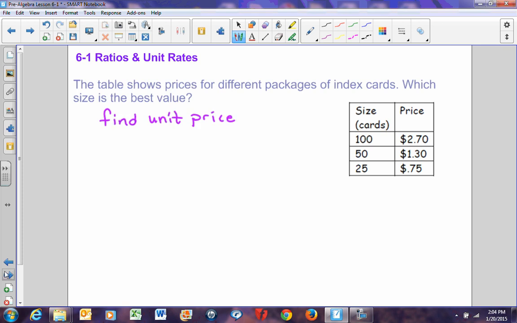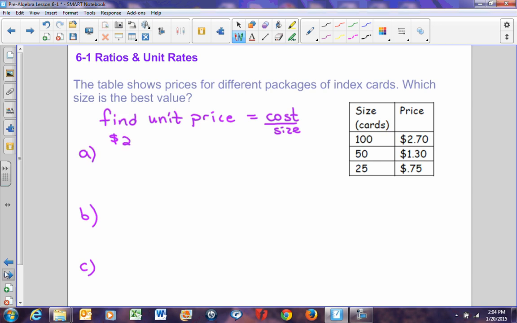To find a unit price, that would be cost over different sizes. Sometimes that's cost over pounds, sometimes it's ounces. In this case, it happens to be number of cards. So we have 3 different sizes. I'll just call them A, B, and C, just to make it easier. The cost for 100 cards is $2.70.